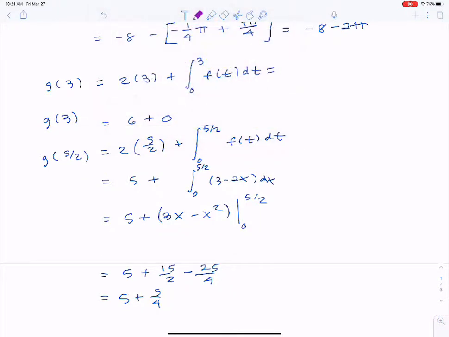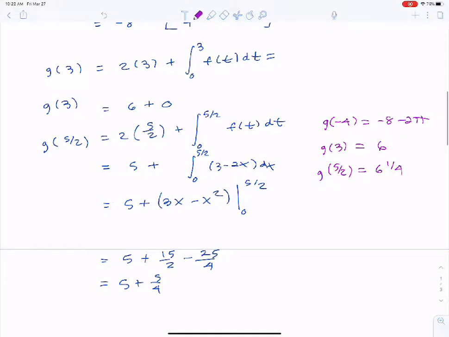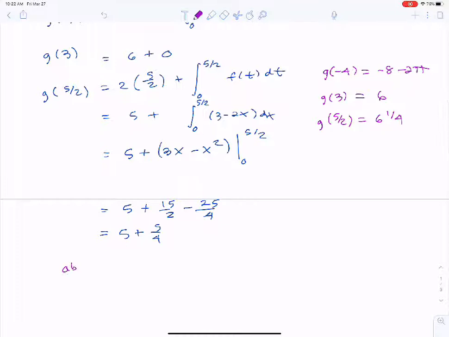At this point, I have g of negative 4 being equal to negative 8 minus 2 pi. I have g of 3 being equal to 6, and I have g of 5 halves, my critical point, being equal to 6 and 1/4. Okay, so what's my answer? My absolute maximum? That's not how you spell absolute.